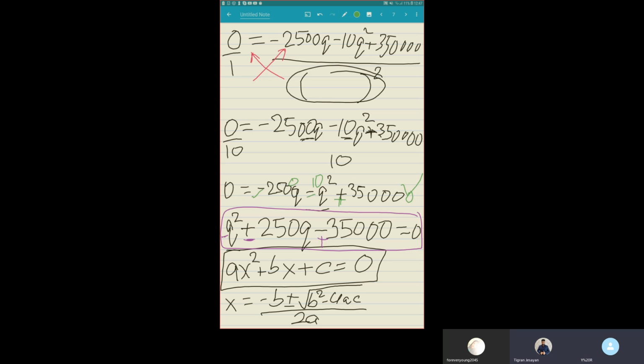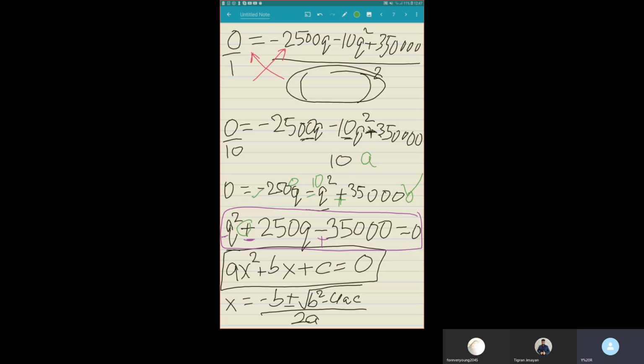So if I place the 2500Q on the left side, it becomes plus, right? Yeah. If I put the minus 10Q to the power 2 on the left side, it becomes plus, right? Ah, you are right. Yeah, it becomes plus. And then if I do plus 350,000 on the left side, it becomes minus. Yeah. So that's what I have.